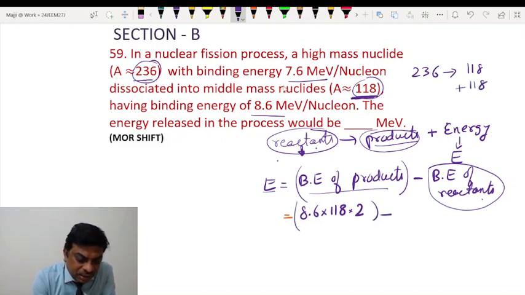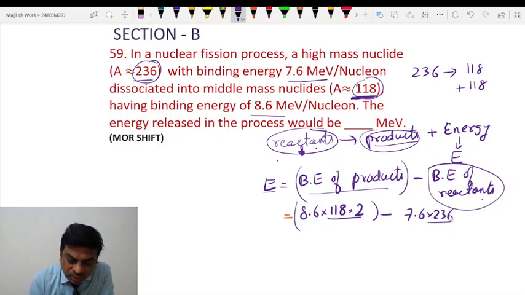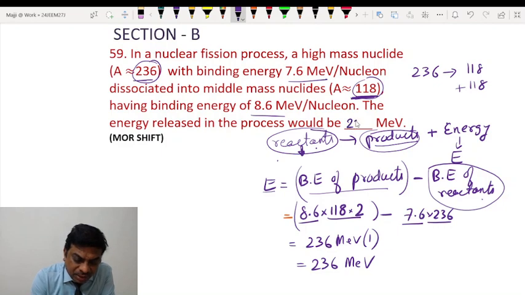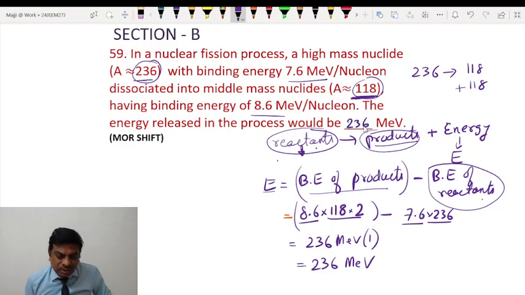Whereas for the reactant it is only one nucleus. So that is 7.6 into 236. So this is also 236. You can take 236 common, students. So 236 million electron volt multiplied by 8.6 minus 7.6, which is 1. So exactly 236 million electron volt is the answer. You have to be careful here, students, okay?